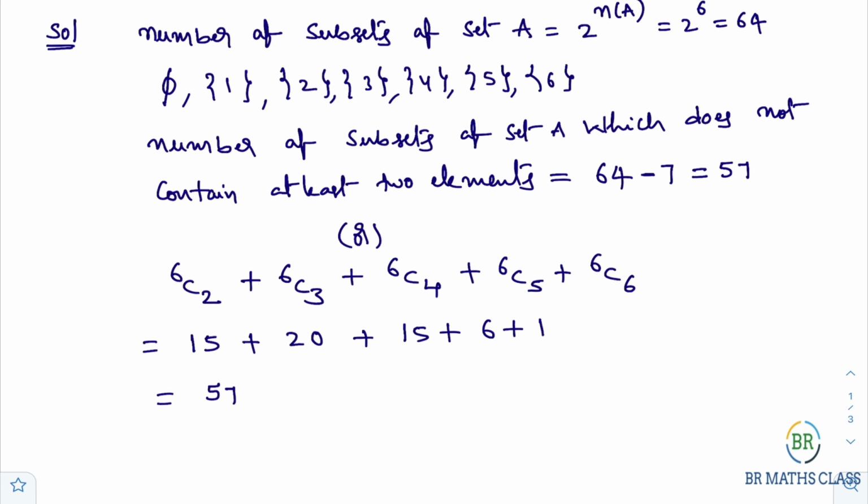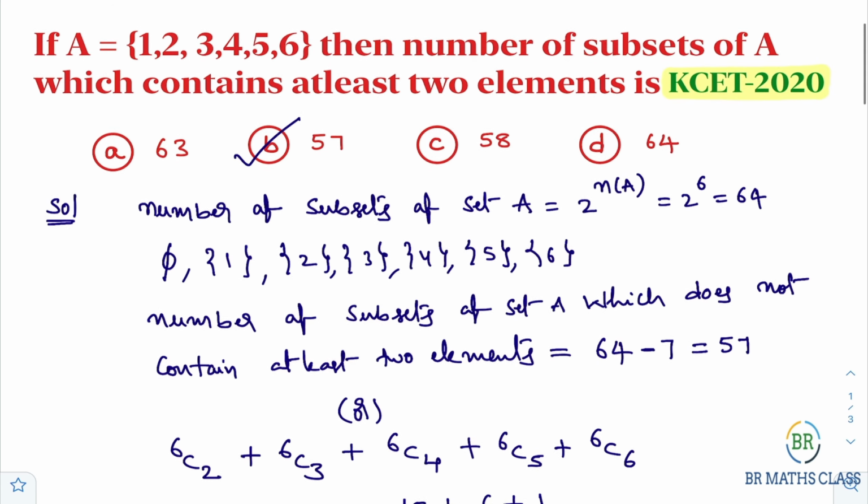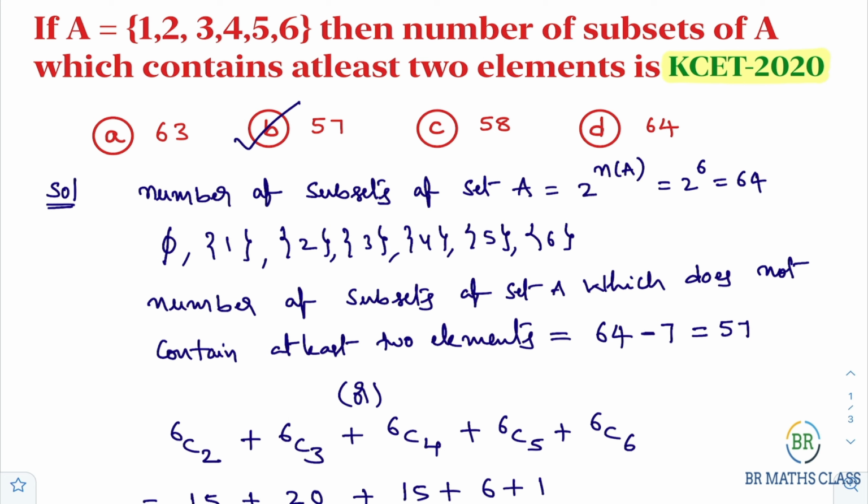Why did I do the second method? In case they ask how many 3 element subsets are there for set A, 6C3 is the answer. How many 4 element subsets will be there for set A, 6C4 is the answer. I hope you are understanding. So for this problem, option B is the right option.